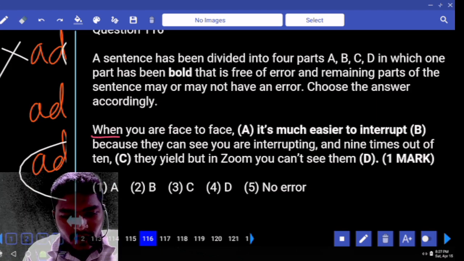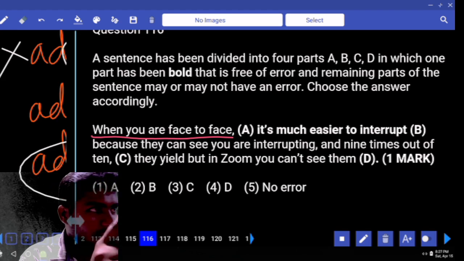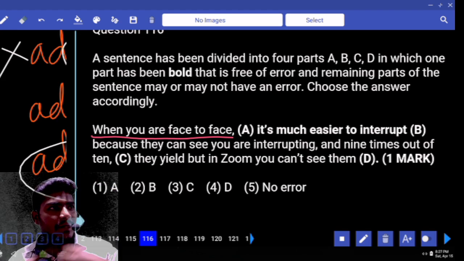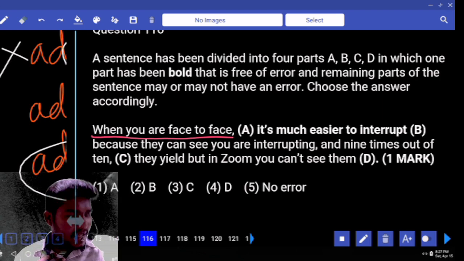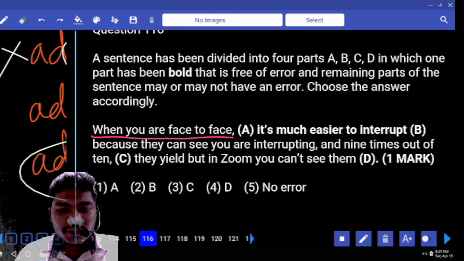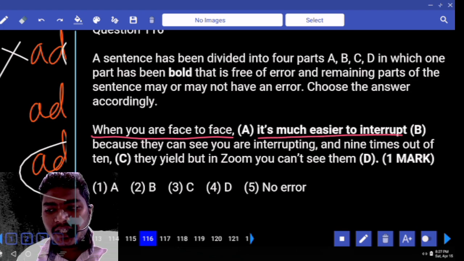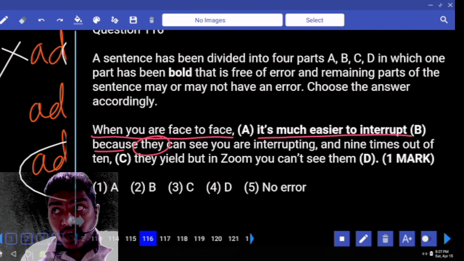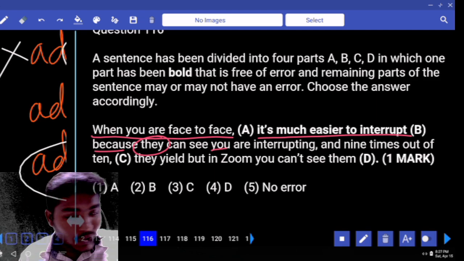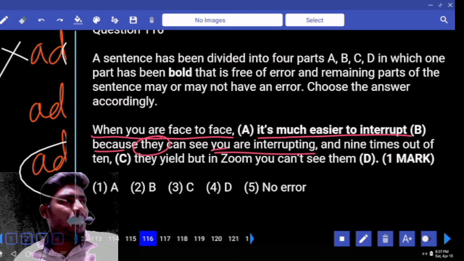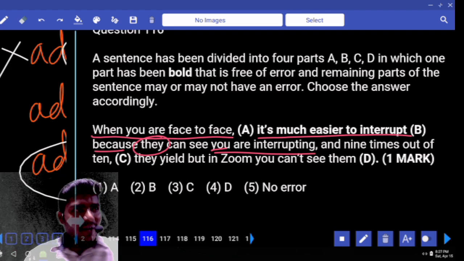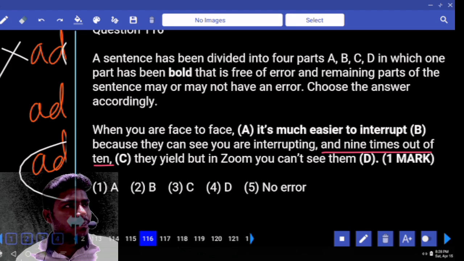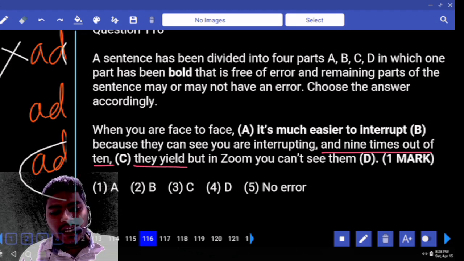Look at this. When you are face to face, let us say I am saying this sentence, okay? నేను మీకు చెప్తున్నాను అనుకోండి, I am the speaker, you are the listener, okay? I am telling you, when you are face to face, it is much easier to interrupt because they can see you. అంటే వాళ్ళు నన్ను చూస్తారు, they can see you that you are interrupting. When you are face to face, they can find out that you are interrupting. And continuation, and 9 times out of 10 they yield.